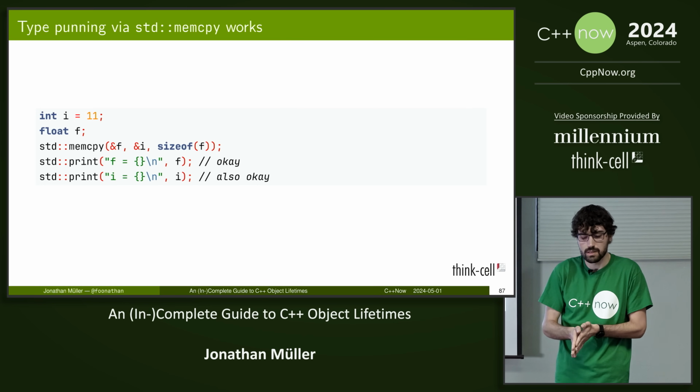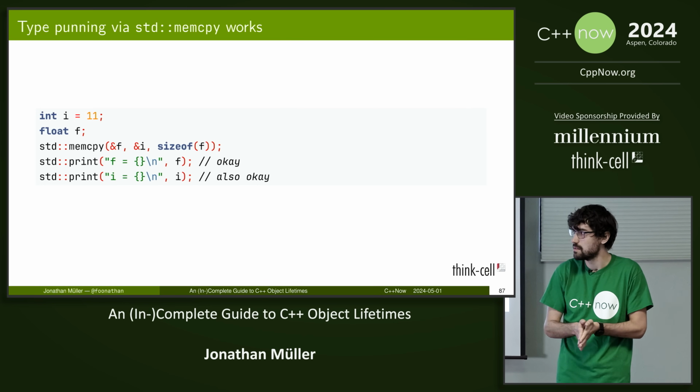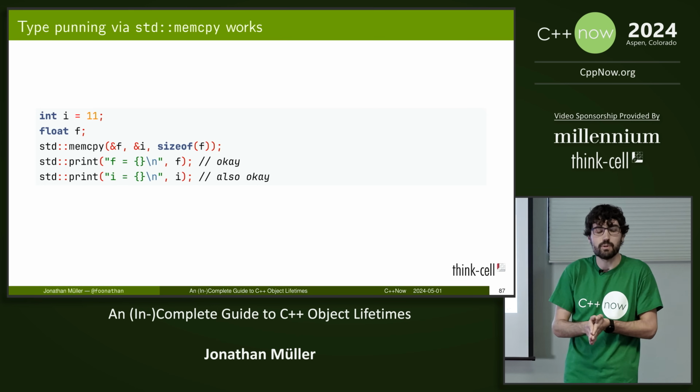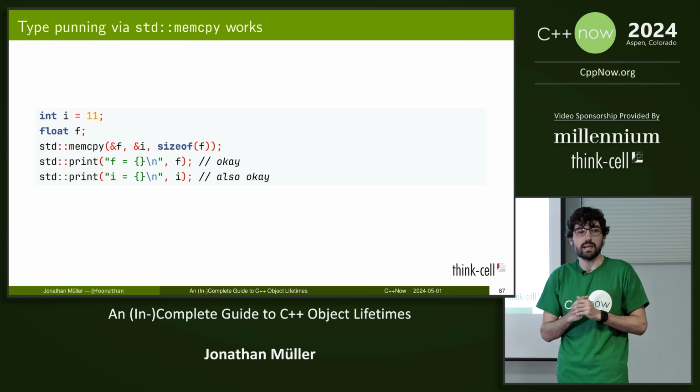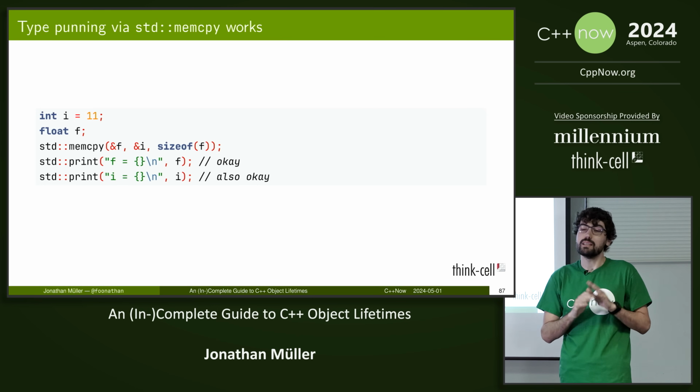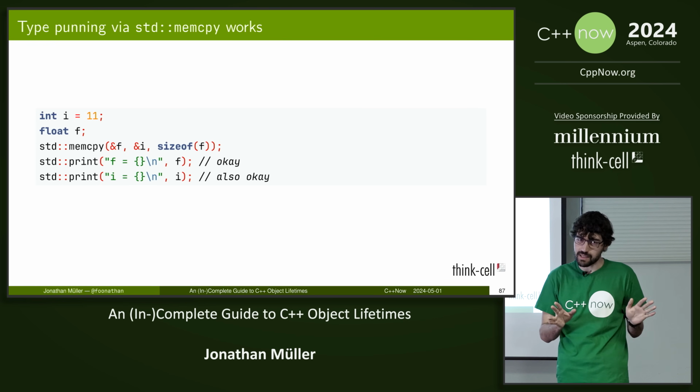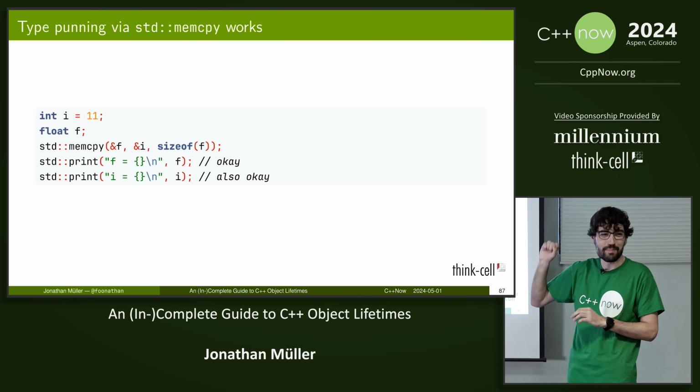memcpy takes void star, right? Yeah, void star and then void star. Okay, I thought it was unsigned char. And then internally it does magic, which isn't relevant, to copy the bytes over.